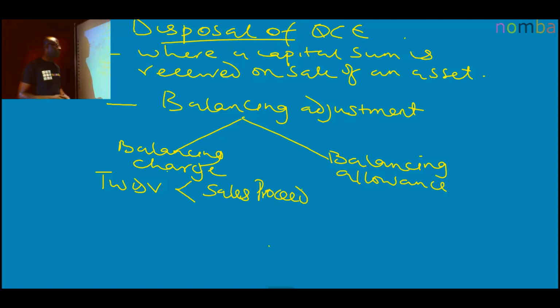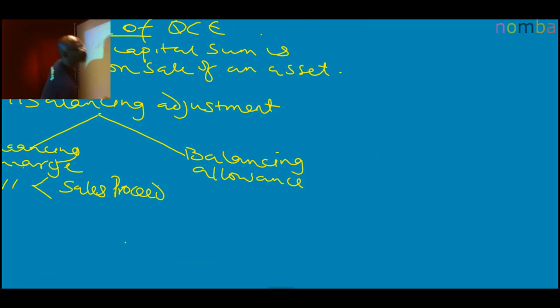Now, another point with balancing charge is that balancing charge is restricted. Balancing charge is restricted to the amount of capital allowance enjoyed by the asset. What do we mean by that? Enjoyed by the asset. Let me give you a small, simple illustration here.